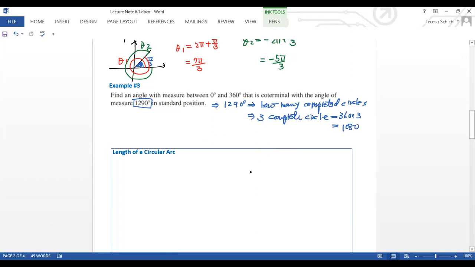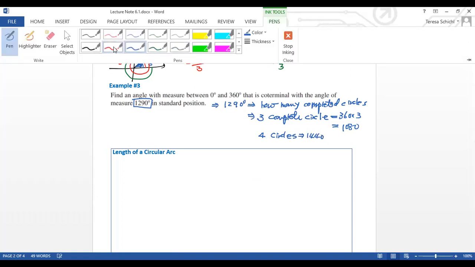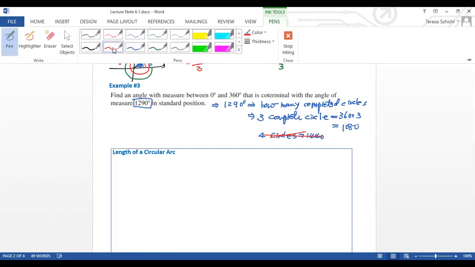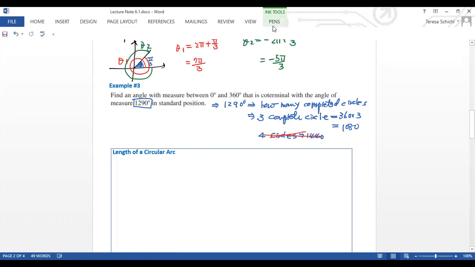You have 1440. So if you do 4 circles here, what is the angle? You will get 1440. It's bigger than the 1290. So I know I cannot have this one here. So I can have 3 complete circles here. After 3 complete circles, what is the angle left? You use 1290 minus 1080. You have 210 degrees left.